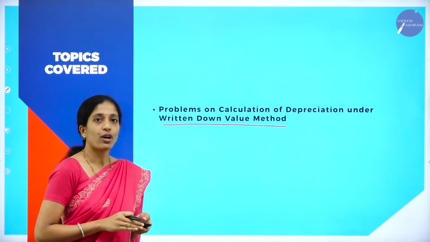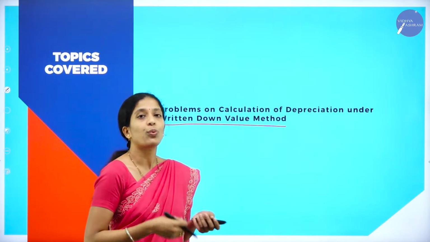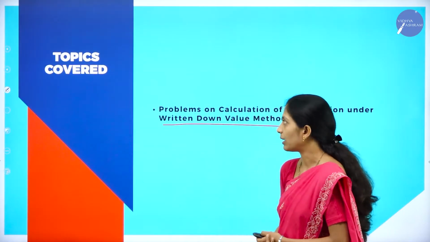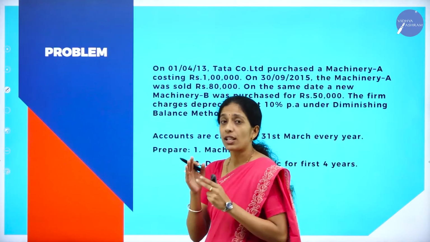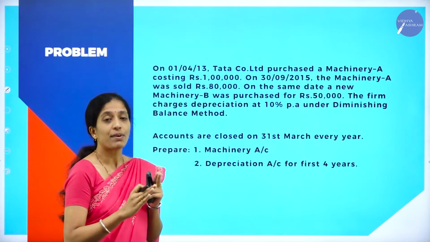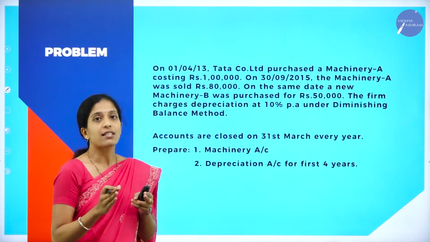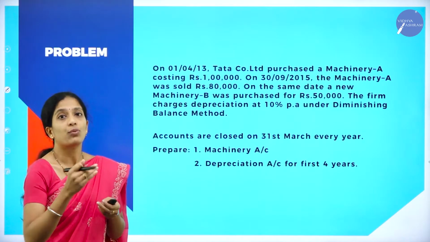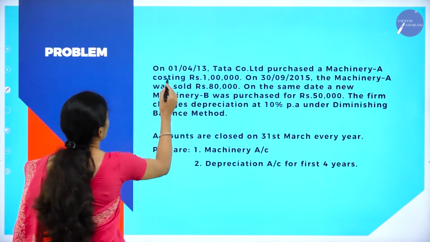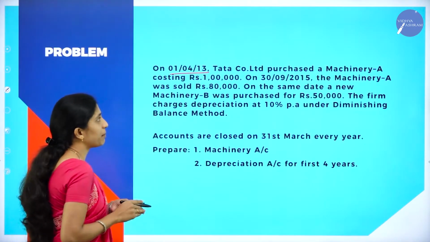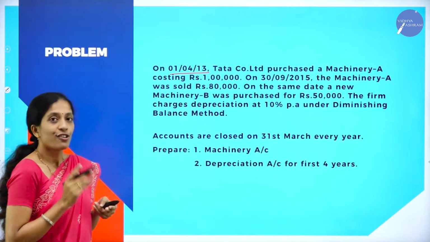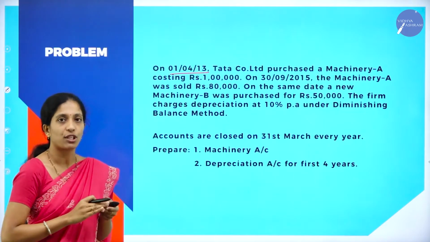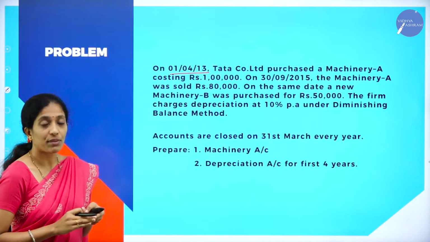In today's session also, as I had told you, we are going to continue with one more problem on calculation of depreciation under written down value method. Now go through the problem here. Here there is not only one asset, but more than one asset. So let us see how we have to solve the problem under written down value method when there is more than one asset. Since there is more than one machine, we have named them machinery A and machinery B.